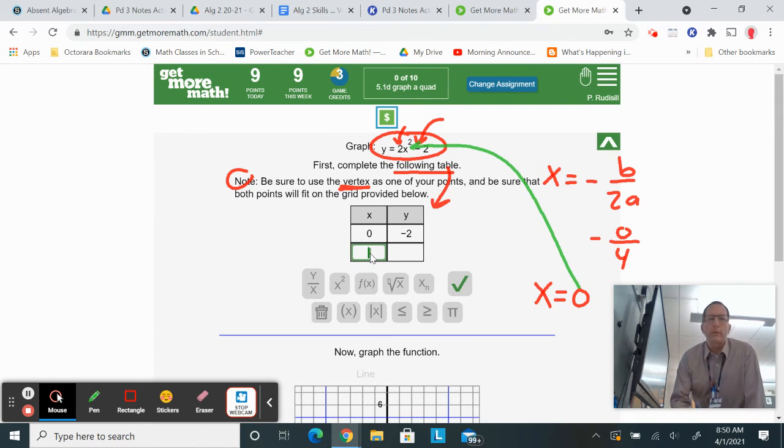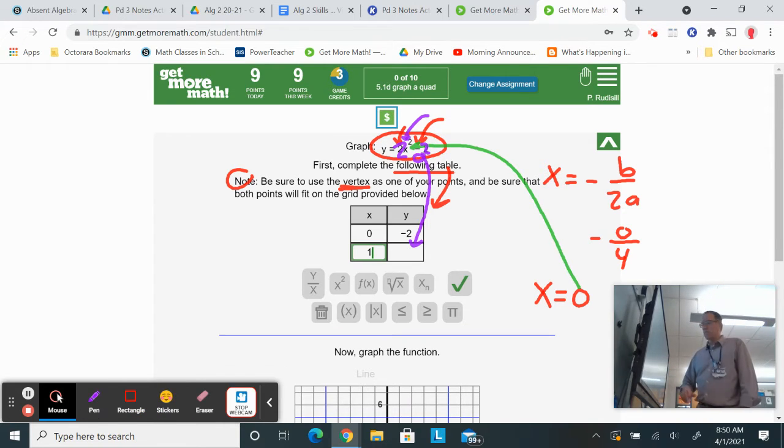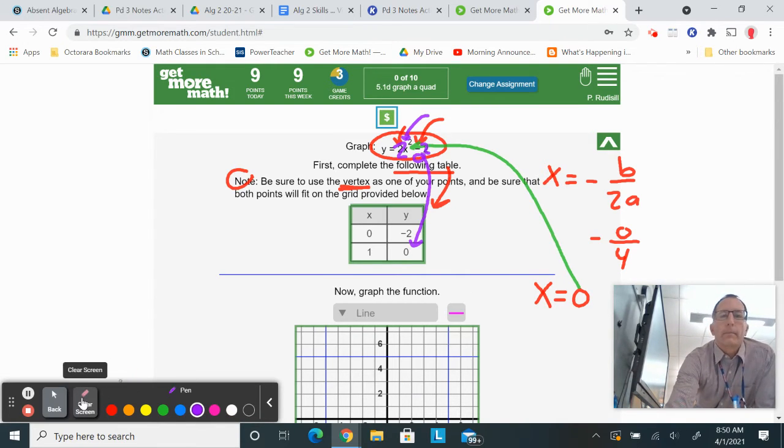So another easy number to use for x would be a 1. So I got to substitute a 1 in here where the x is. If I put a 1 where the x is, 1 squared is 1. 1 times 2 is 2, and 2 minus 2 is 0. So if I put in a 1, I get out a 0. So I have two ordered pairs that I think should work. So I'm going to check my t-chart. It turns green, so that looks good. So let me clear my screen here.